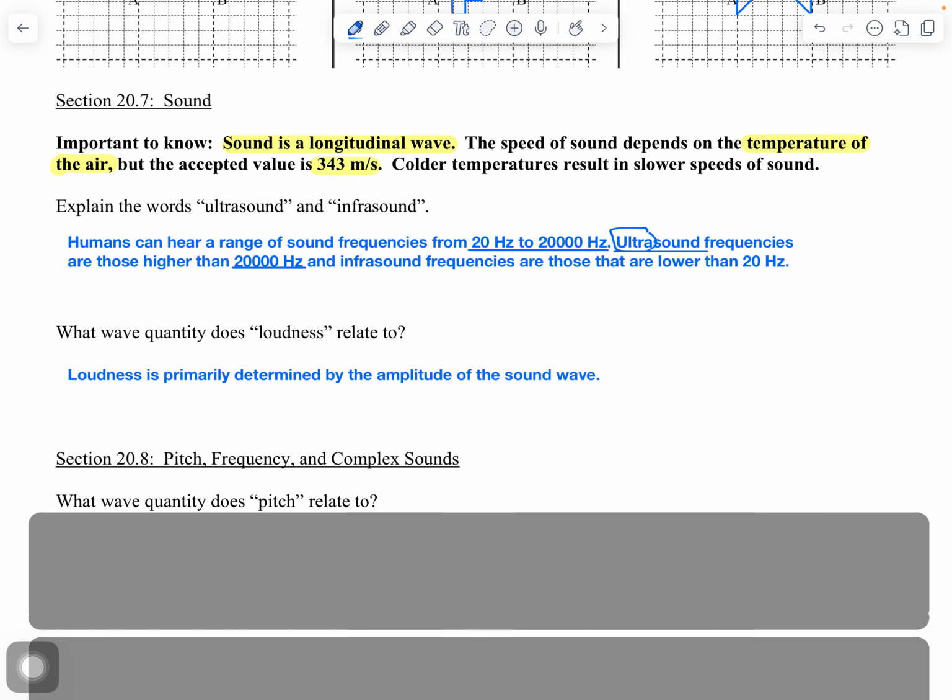Ultrasound frequencies are also used with pregnant mothers when they are going for their checkups, and you can basically take an image, in many cases nowadays a 3D image, using ultrasonic frequencies that reflect off the baby, and you can essentially take a computerized picture of what the baby looks like. Now, infra, if ultra means greater than, infra means less than. So infrasound frequencies are ones that are lower than 20 hertz.